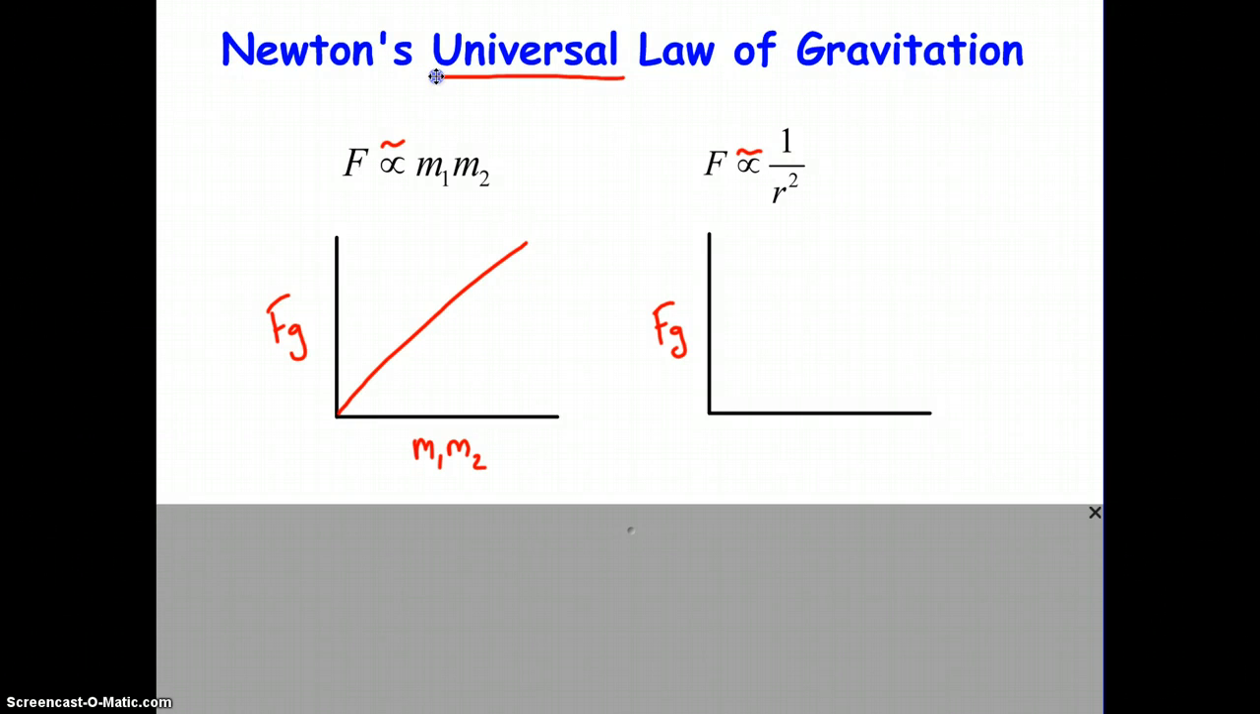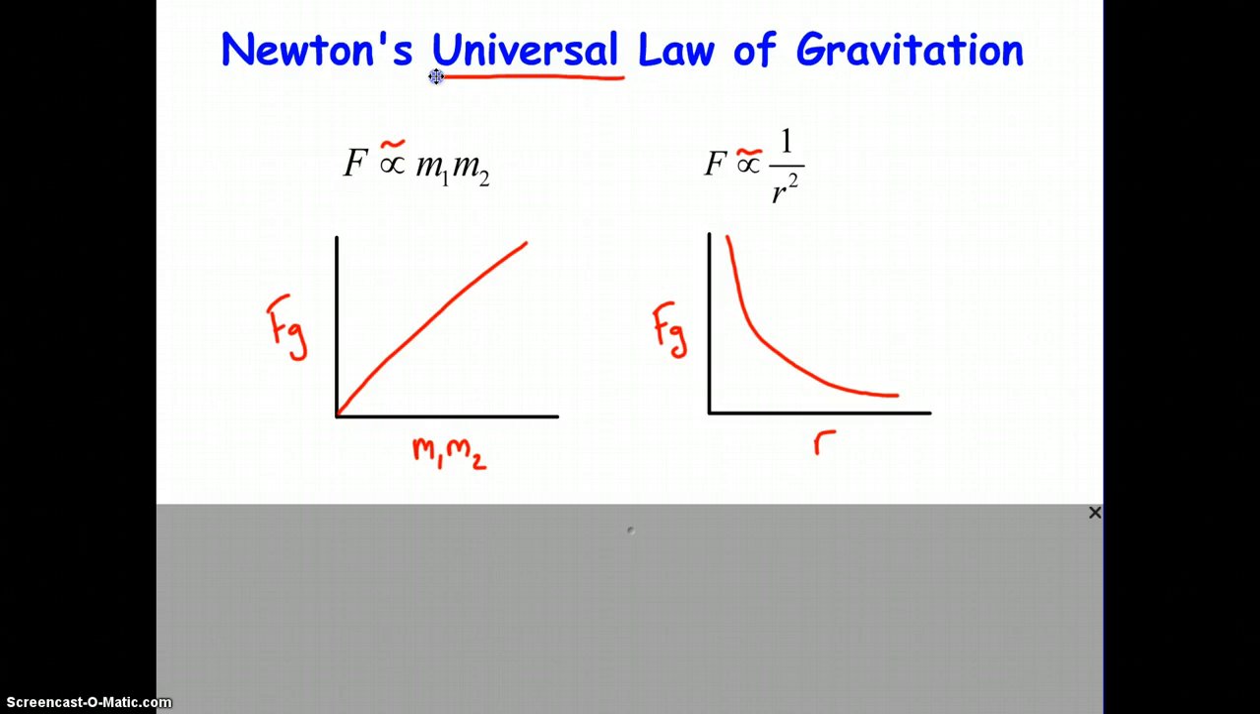On the right-hand graph, we'll put Fg again on the y-axis, and we'll put r, the distance between the centers of the objects, on the x-axis. And what he discovered here is that as r increases, the force of gravitational attraction decreases, and it does that in such a manner that a parabola is formed, and this of course indicates an inverse square relationship.